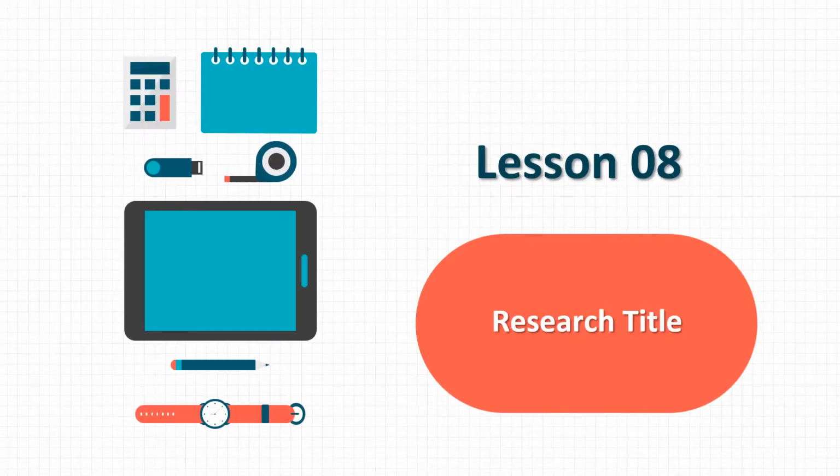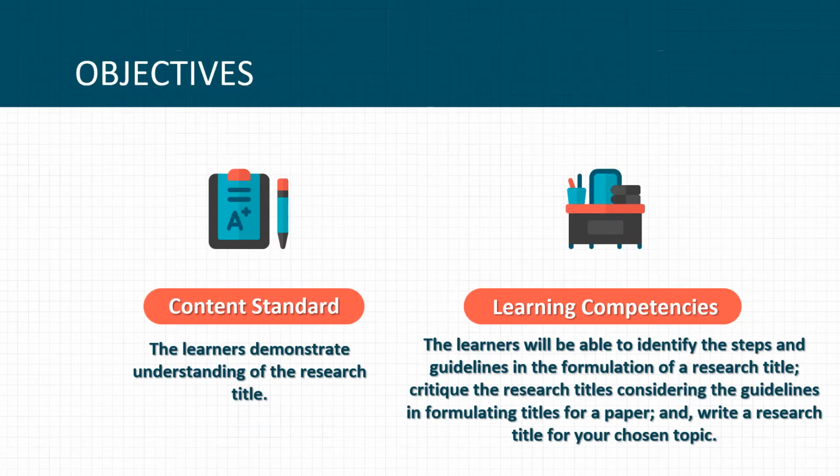Lesson 8, Research Title. Here are the objectives of this lesson. For the content standard, the learners will be able to demonstrate understanding of the research title. And for the learning competencies, the learners will be able to identify the steps and guidelines in the formulation of a research title, critique the research titles considering the guidelines in formulating titles for a paper, and be able to write a research title for their chosen topic.